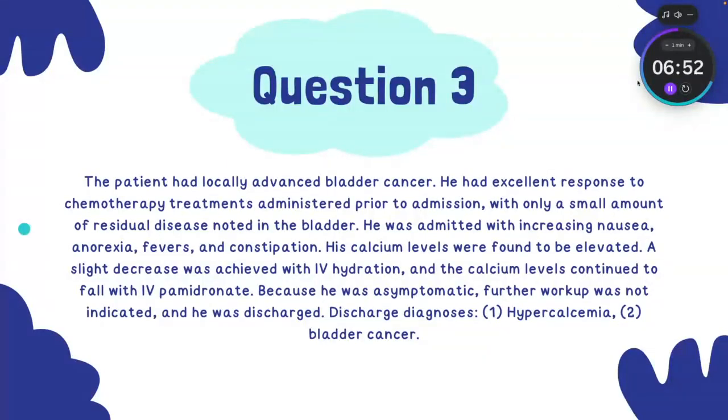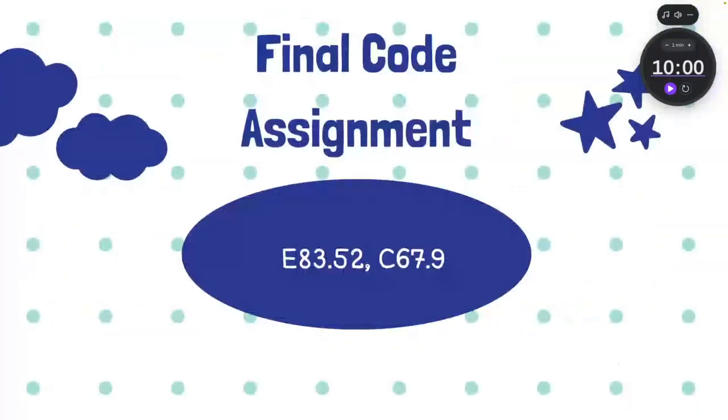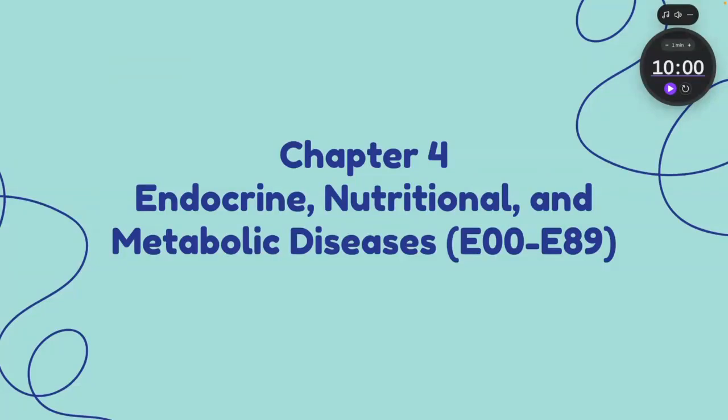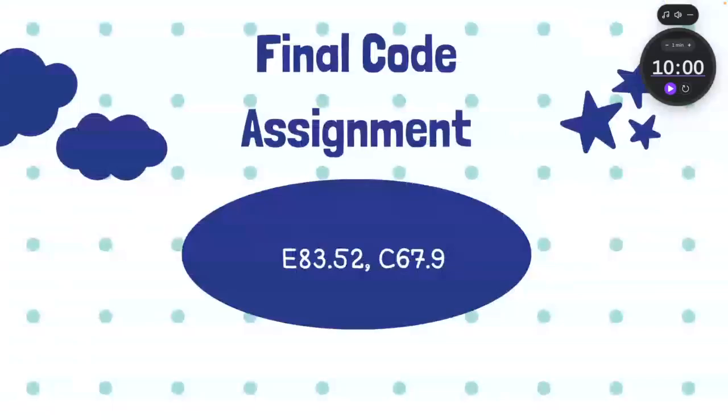All right. I see that everyone is finished. And so here are the codes for this scenario. So we have the code for hypercalcemia. I couldn't remember at first. And then we have the code for the bladder cancer. All right, guys, we made it to chapter... Oh, let me go back. Question, any concerns with these two codes?